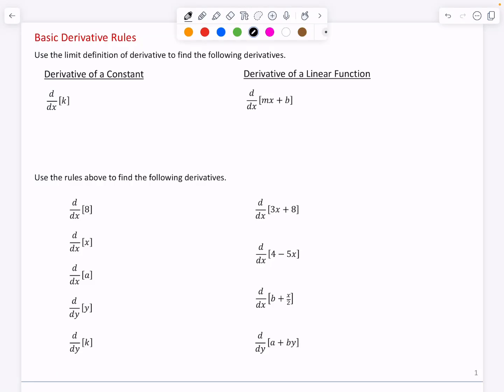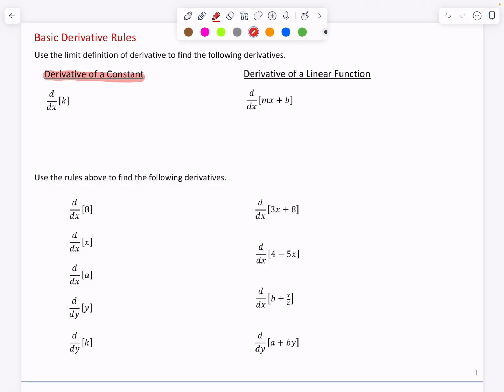Hello, calculus students. This lesson is on basic derivative rules. Now that we have talked about how to find the derivative of a function using a limit as h goes to 0, we are going to generalize some of our results to come up with shortcut rules for more quickly finding the derivative of a given function.